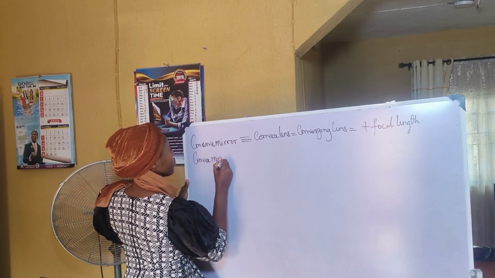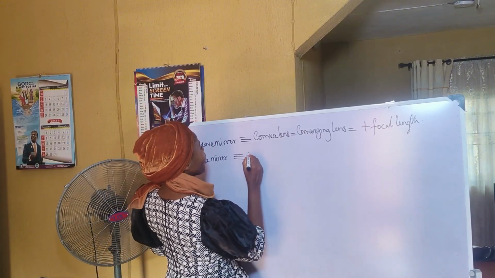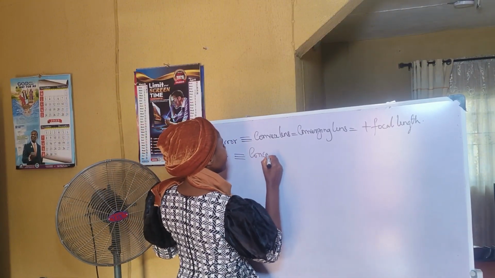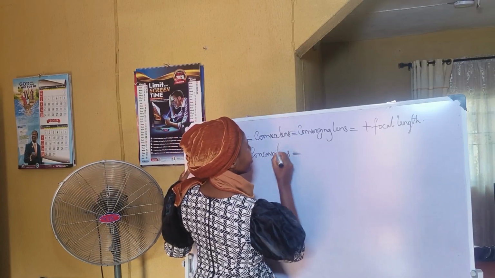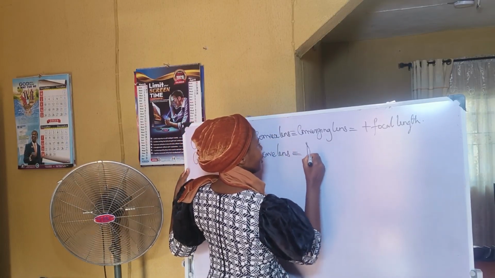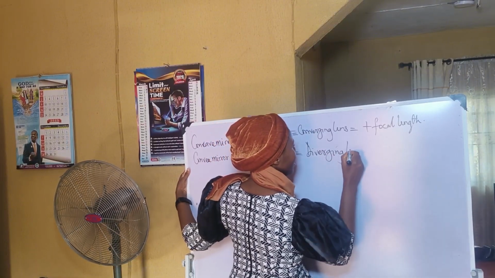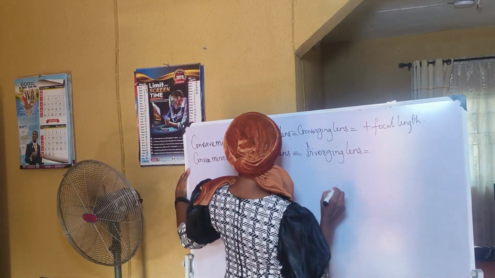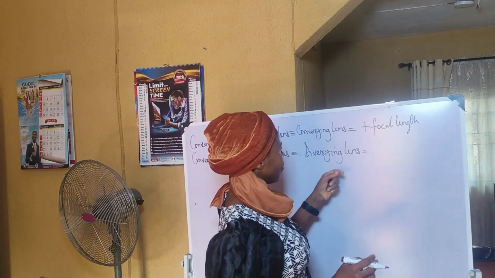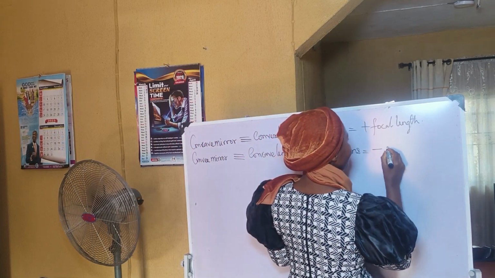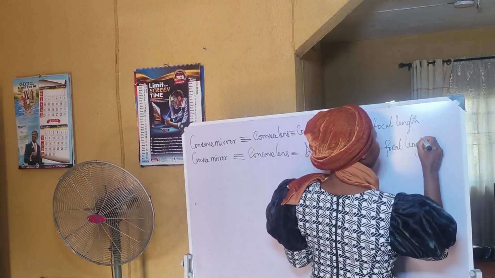Then we have our convex mirror. Convex mirror is similar to our concave lens, which is the same thing as diverging lens. Here, whenever you hear convex mirror, concave lens or diverging lens, the focal length is negative.